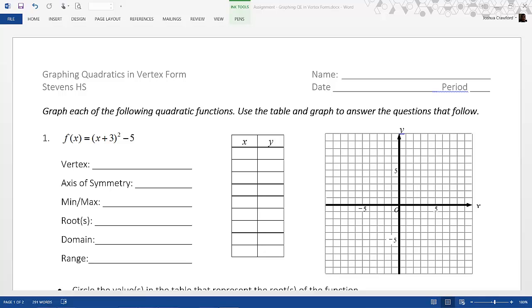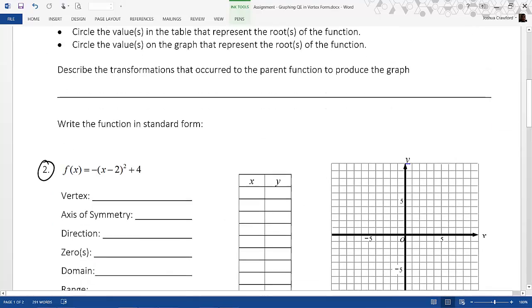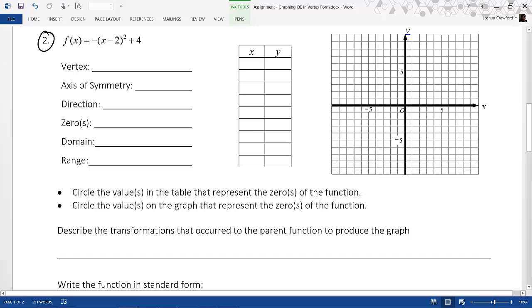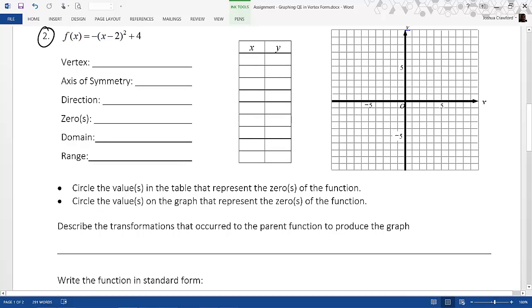Howdy, this video will go over graphing quadratics in vertex form. So let's go ahead and get started. We're going to go over number 2 first, and then 6b and 7.